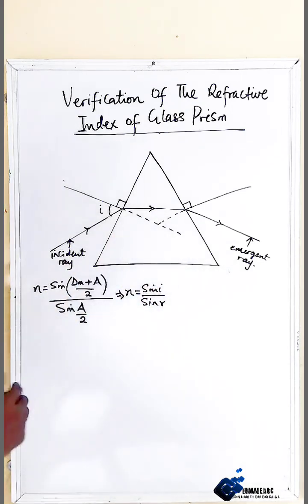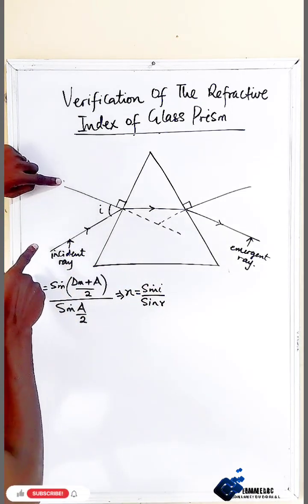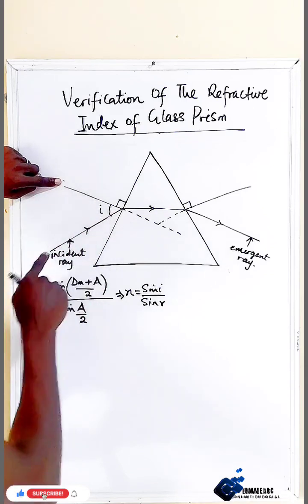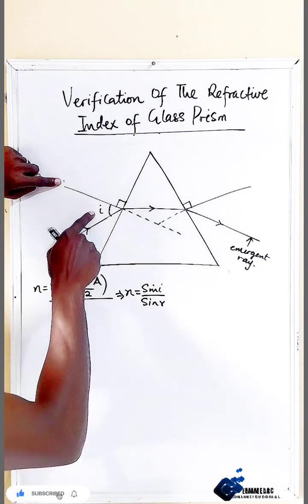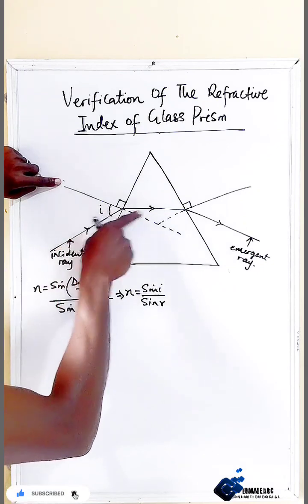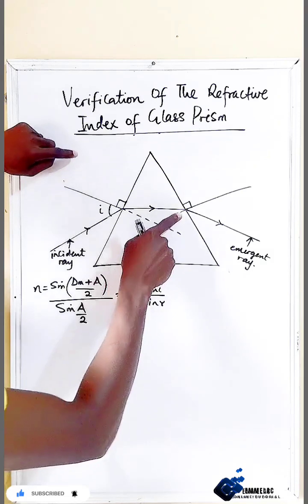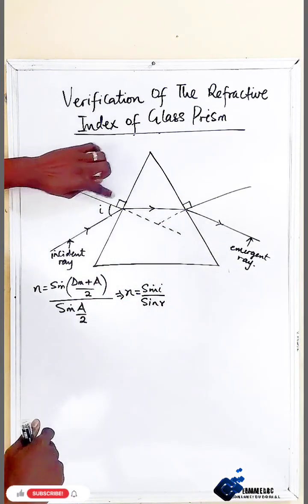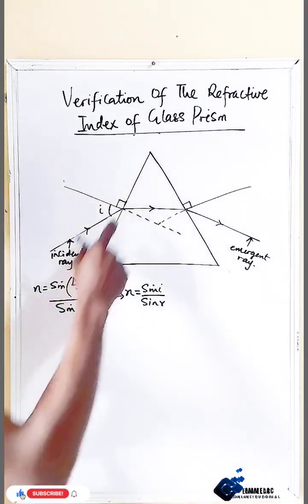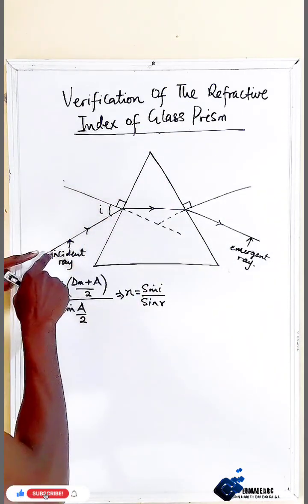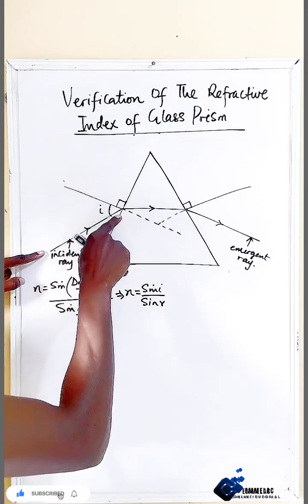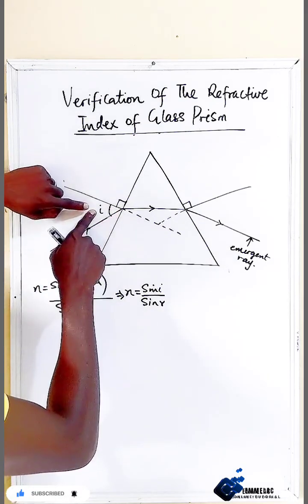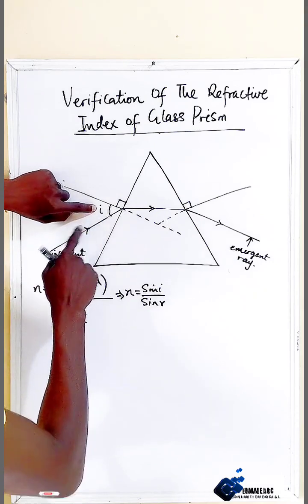Okay, now let's start with this. This is the normal, because the normal is actually the line at the point where the incident ray enters the prism and leaves the prism, and that is why it's always at 90 degrees to the surface. Now to the prism. The incident ray lands at the normal, forming an angle. This is the incident angle.